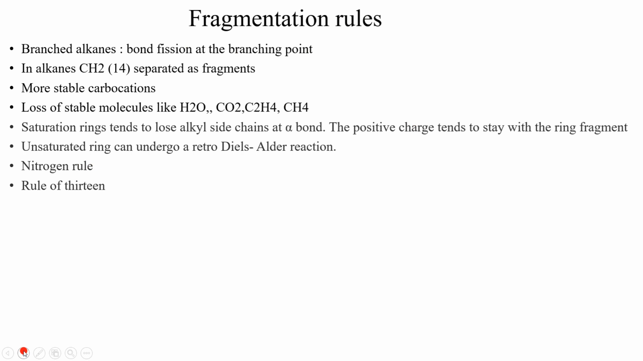Now there are certain fragmentation rules which, if you know them, help you to elucidate the structure. For example, in branched alkanes, bond fission takes place at the branching point. In alkanes, CH2, the methylene group, is separated as a fragment. Base peaks can be formed for the most stable carbocations. Stable molecules like water and carbon dioxide can be lost. So these are certain examples.